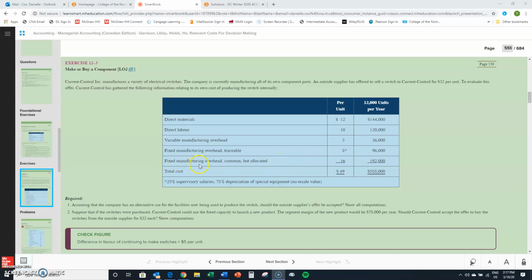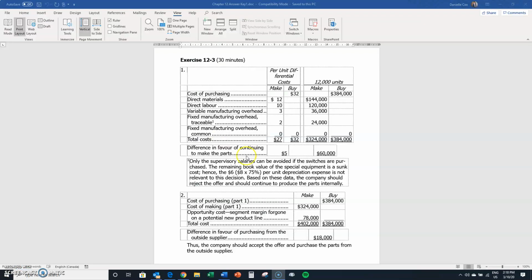And then fixed manufacturing overhead, common but allocated. Allocated fixed costs don't come into play. Those costs are going to be incurred whether we make the switch or purchase the switch. Okay, so now we can look at the solution. Per unit differential costs, I have two columns, one if you make, one if you buy. Purchasing is going to be $32 per unit. That's the only cost we'll incur if we purchase.